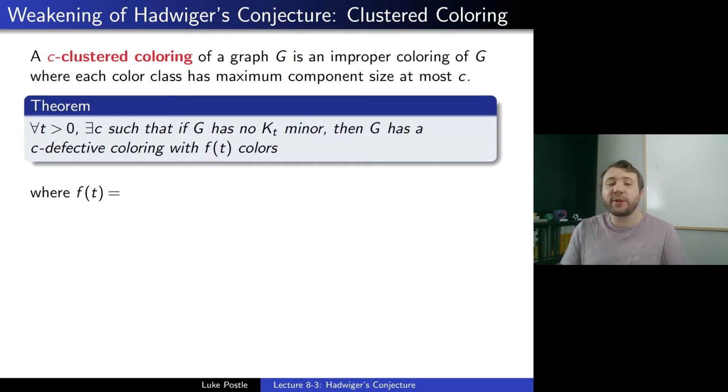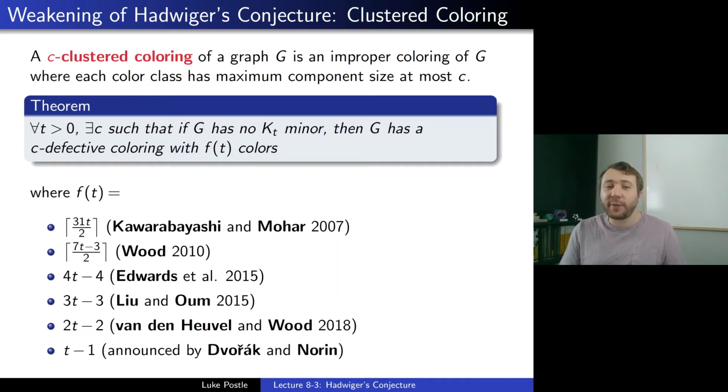So what was known, this was worked on by many people over the years, so we'll just run through it. Kawarabayashi and Mohar in '07 showed the first bound, and it was linear actually, 31t over 2. Wood improved this to (7t minus 3) over 2. Edwards et al., the same people from the last slide, 4t minus 4. Linial, Matoušek, Sheffet, and Tardos, 2015 as well, 3t minus 3. Van den Heuvel and Wood, 2t minus 2, and it's been announced by Dvořák and Norin that you can get to t minus 1. That would then prove the clustered version of Hadwiger's, but those get progressively a bit harder, especially the last one, maybe relying on graph minor structure theory a bit.